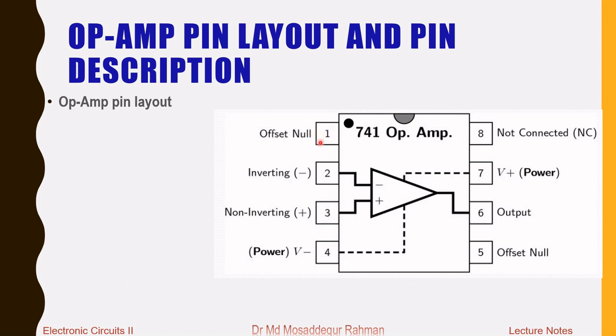We start with 1 here at the top left, then 2, 3, 4, going up 5, 6, 7, 8, and they are labeled like this. Pin 1 is offset null, 2 is inverting with the minus sign, 3 is non-inverting with the plus sign, 4 is the power supply V minus, the negative voltage, 5 is offset null, 6 is output, 7 is V plus, the positive power supply, and 8 is not connected. That is how they are labeled, and this is what we call the pin layout: the different pins and their labels.